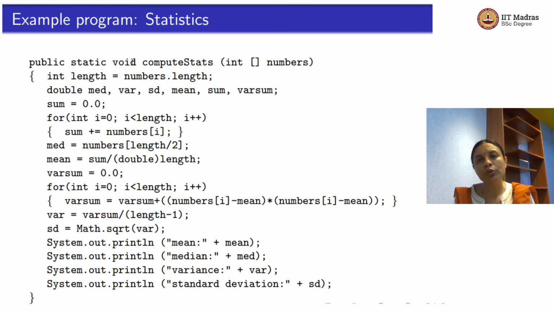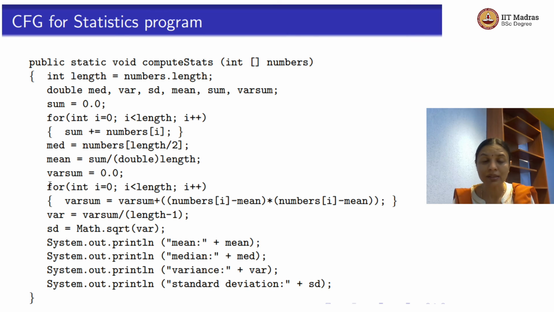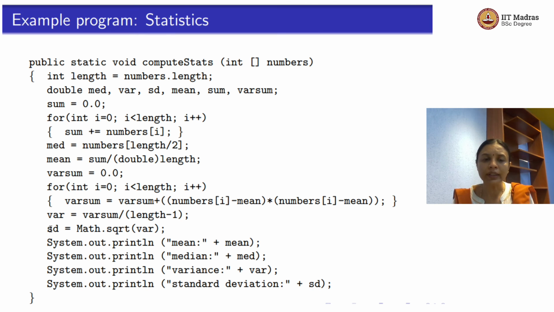It's a program that computes various statistical parameters. It takes an array of numbers of a particular length and then computes these values: median, variance, standard deviation, mean, sum, var sum. The code has two for loops here. There is one for loop that computes the sum, and that is used to compute the mean. The second for loop computes the var sum, which is used to compute the variance and the standard deviation. And finally, the code has print statements that will print out all these values. So I hope the structure is clear.